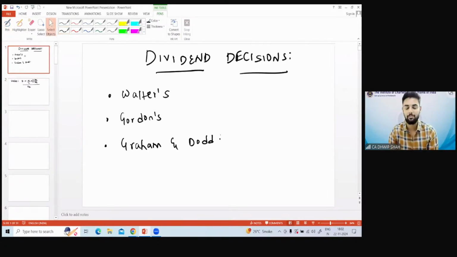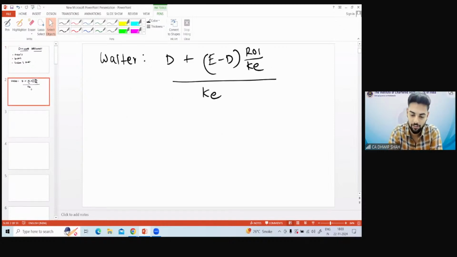So basically, in our previous class, we learned dividend models given by Walter, given by Gordon, and given by Graham and Dodd. As per Walter, the formula to calculate market price of share today, which is denoted by P0, was nothing but D plus E minus D multiplied by ROI divided by KE, the whole divided by KE. Correct? Then we also understood the assumptions given by Walter. I briefly explained the derivation of this formula as well. So this was Walter's model.